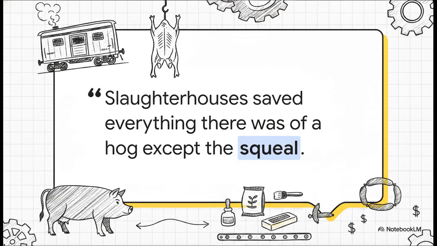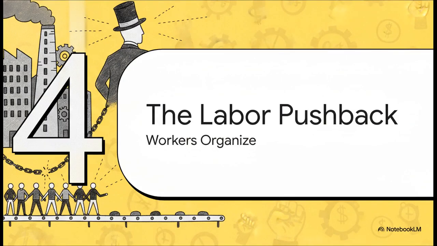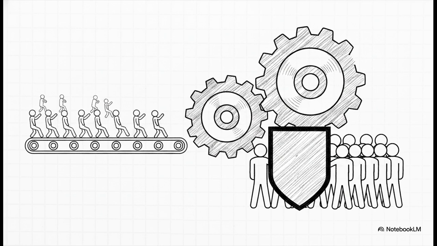They turned blood into fertilizer, hooves into glue, fat into margarine, and scraps into sausage. They maximized profit by monetizing literally every atom of the animal. Which brings us to Section 4, the labor pushback. Now, why does this matter to our modern world? Because all of this extreme corporate efficiency came at a terrible human cost.